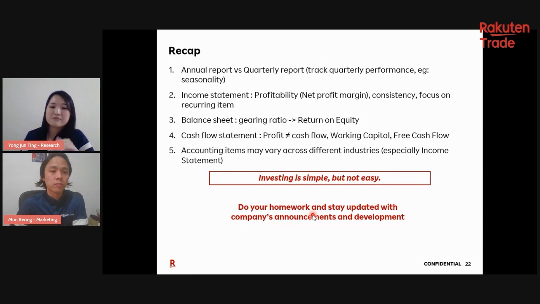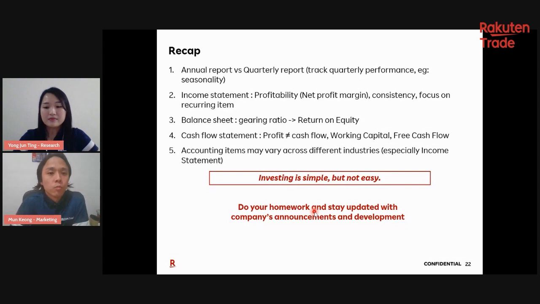So since it's not easy, my final advice to all the investors, which I always advise them, is at least do your homework. Make sure you know what company you're buying, at least which industry this company is in, what kind of products, and always stay updated with company announcements. Check Bursa, and there are lots of new apps that give you notification when there is a new announcement from the company, and also keep up to date with the company's development. So that's all for my sharing of understanding financial ratios.